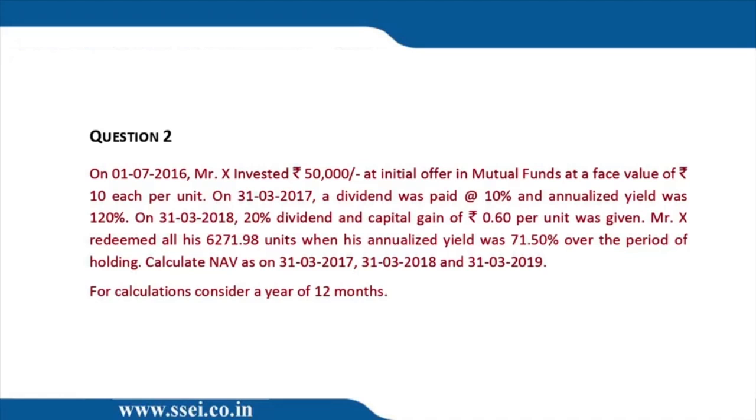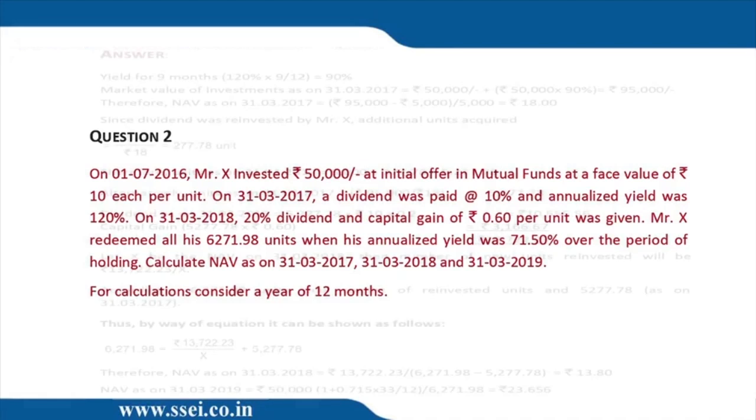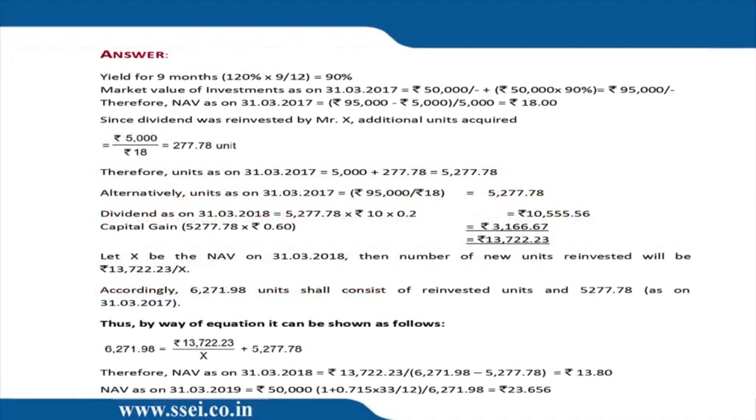The NAV initially, let's go down. I'm checking the answer. No, the last NAV is not matching. So let me once again check where I've made a mistake. Let me go to the question and check. The annualized yield was 71.5% over the period of the holding. I think I made some calculation mistake, because the process was correct.